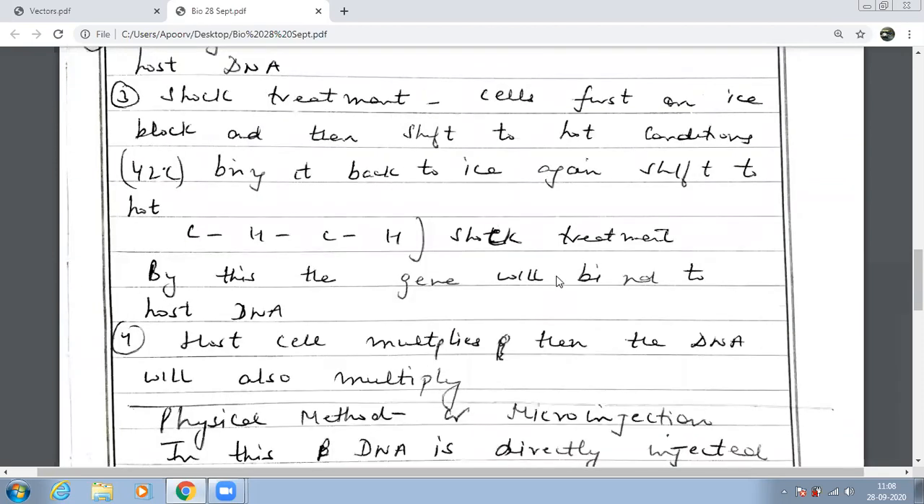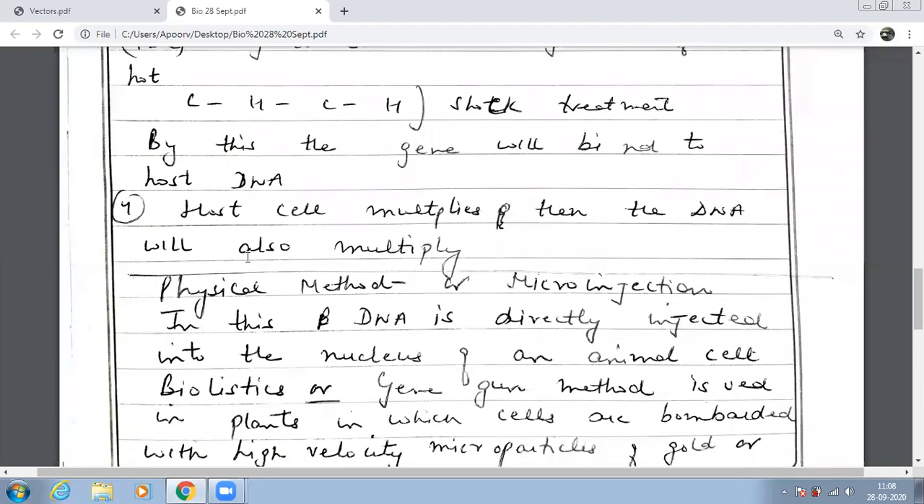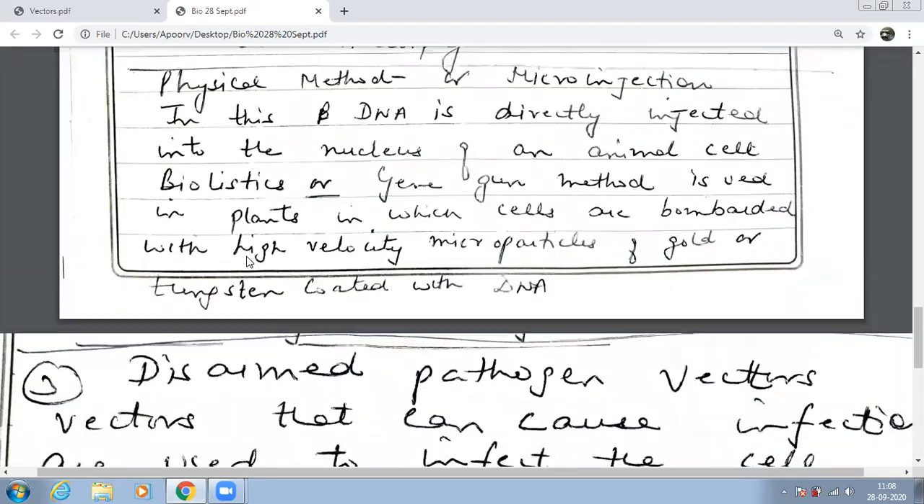By this treatment, your gene will go and bind to your host DNA. The first method was your chemical method that we did. Then we have done this shock treatment method. The host cell multiplies now and the DNA will also multiply. Let's move on to the next method.